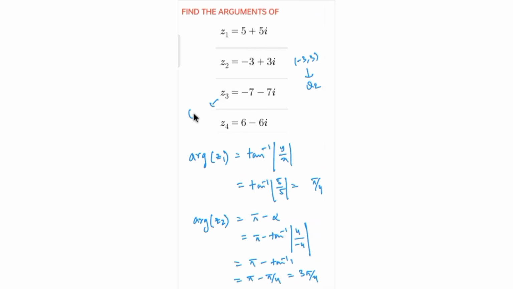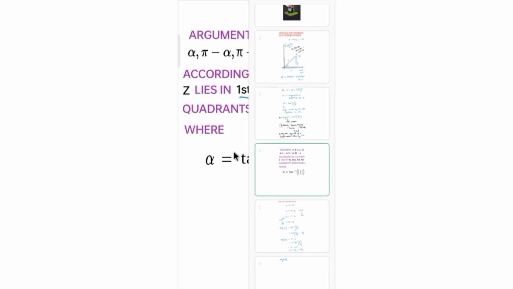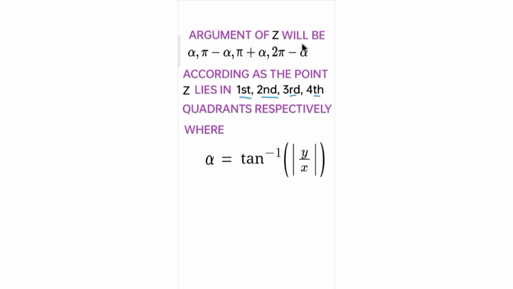And coming to the next one, the argument of z3. For z3 we have minus 7 comma minus 7, so this belongs to quadrant 3, and if it belongs to quadrant 3, the angle is pi plus alpha. So the argument of z3 is pi plus tan inverse of mod of minus 7 by minus 7, which is pi plus tan inverse of 1, which is pi plus pi by 4, which is equal to 5 pi by 4.